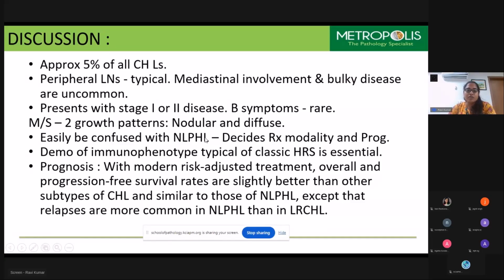So it's very important you differentiate the classic Hodgkin's lymphomas from NLPHL, that too the lymphocyte-rich variant, because it definitely decides the treatment modality and also the prognosis. So demonstration of immunophenotype typical of classic HRS cells, RS cells, is very essential. And even prognosis wise, with modern risk-adjusted treatment, that is CHOP regimen along with radiotherapy, progression free survival rates are slightly better than the other types of CHL, and it is similar to those of NLPHL, except that the relapses are more common in NLPHL than LRCHL.